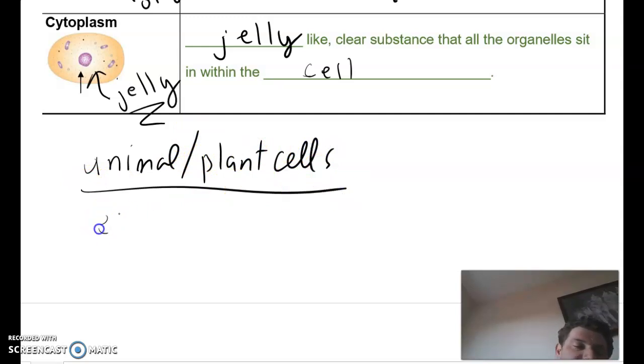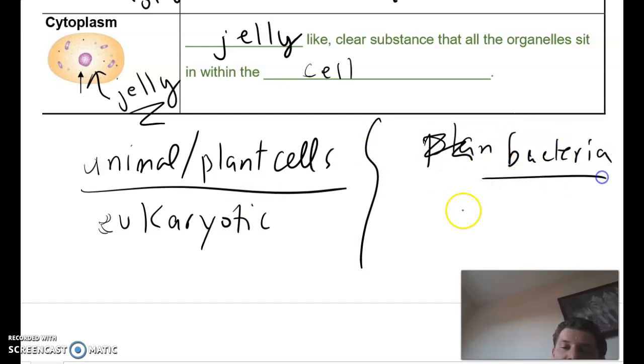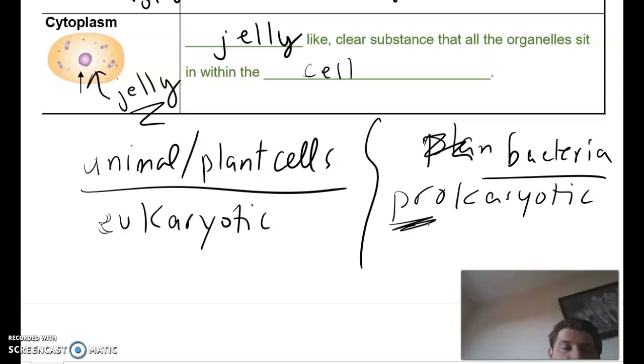We call these eukaryotic, whereby bacteria cells, they are prokaryotic. And this is an E over here, eukaryotic. Pro means no nucleus.